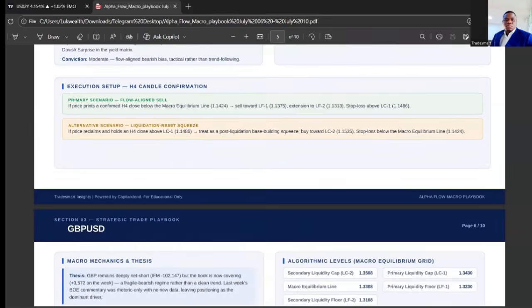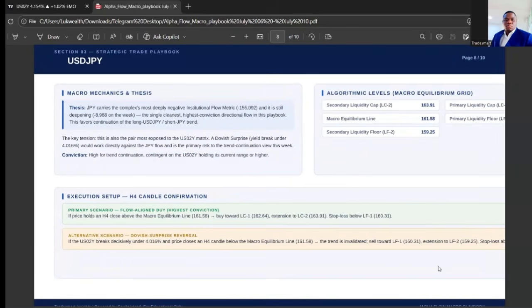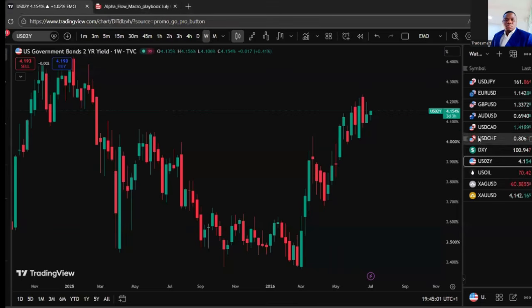So let me start with USDJPY. On USDJPY, the prediction is long, which is my topic, because like I said earlier, it is the cleanest position story of the group. So as long as the price holds above 161.58, I'm riding the trend up towards 162.64. So let me switch over to the chart.